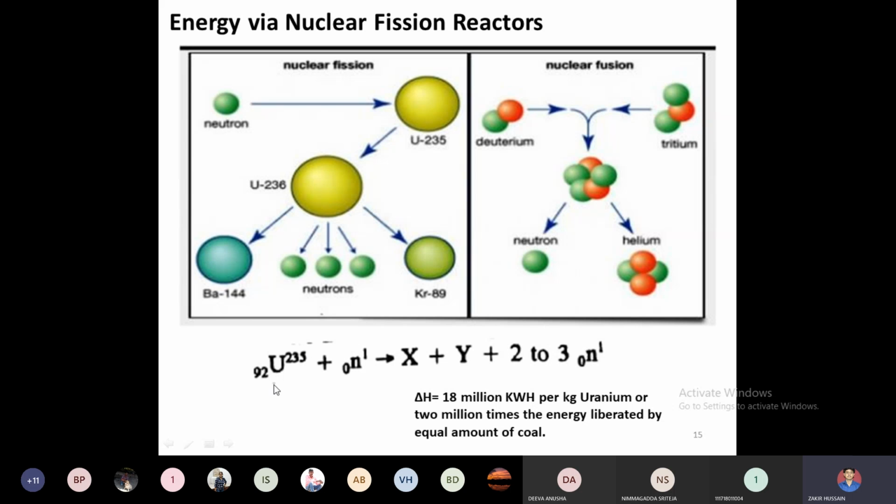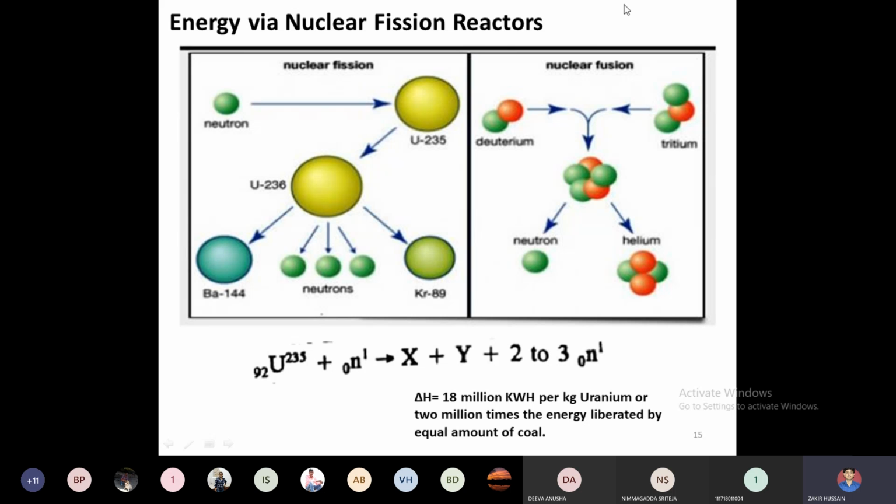So when the fission fuel is supplied with one neutron, this will yield X and Y. X and Y are nothing but Ba-144 and Kr-89, and it will liberate around 2 to 3 neutrons. This will initiate the next chain of reaction, so this will be a bombarding reaction. Here you can see the delta H, the change in reaction enthalpy, is 18 million kilowatts per every kg of uranium, which is 2 million times greater than the energy liberated by burning 1 kg of coal.